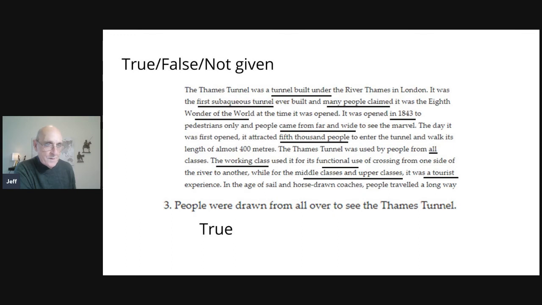How are you doing so far? I hope that you're finding this helpful. You know, it does take a lot of different types of skills to answer questions of many different types in the IELTS exam.